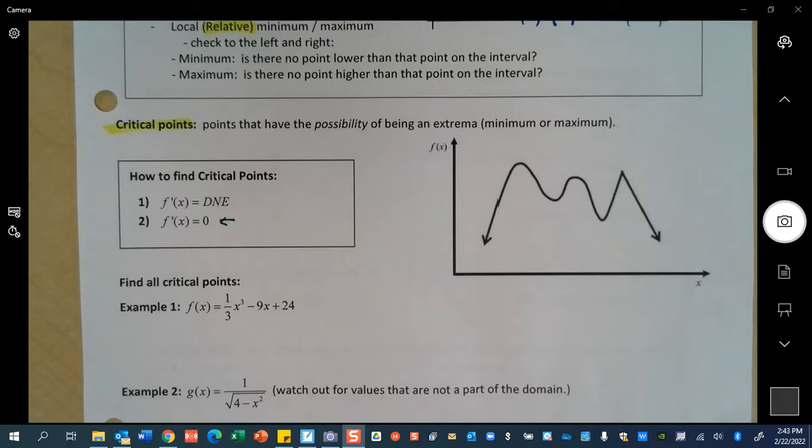So take a look at this squiggly graph right here, and with your group, tell me where you think you'd have a derivative equal to 0 or does not exist. And your mark is set, talk.